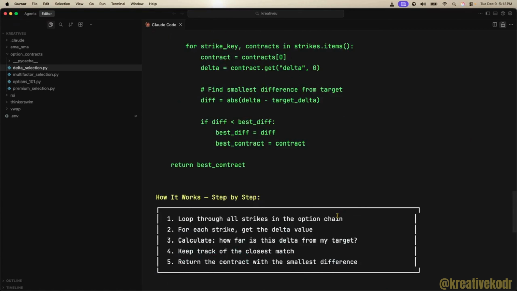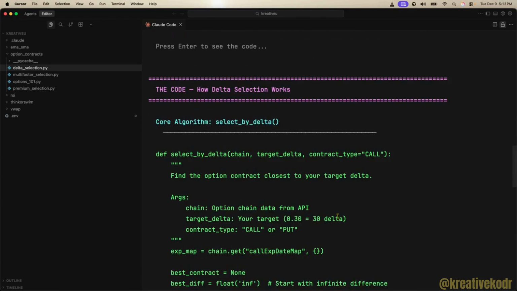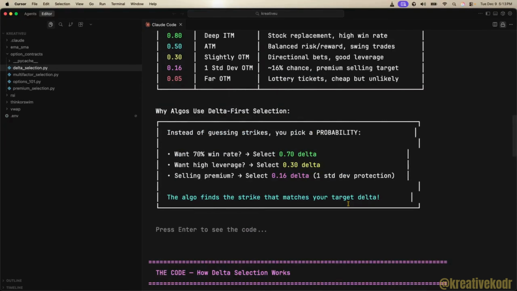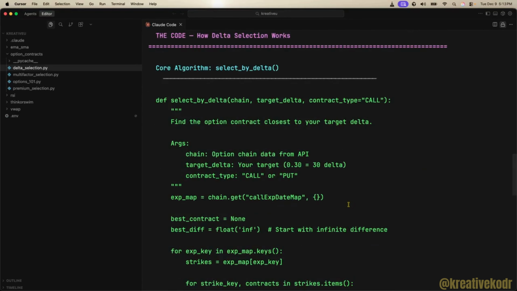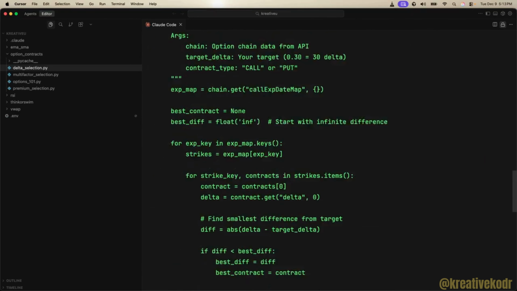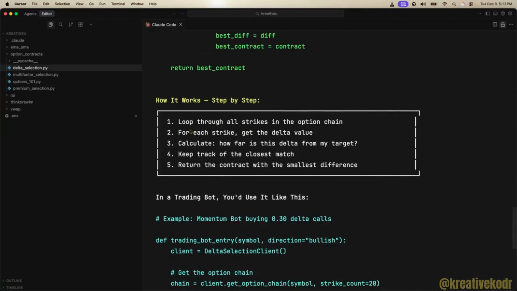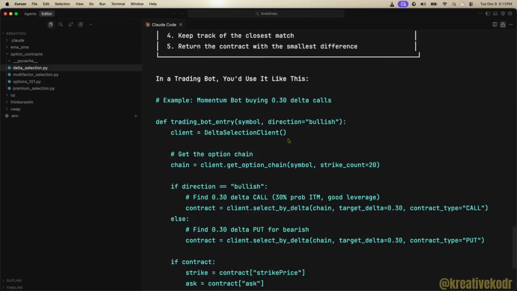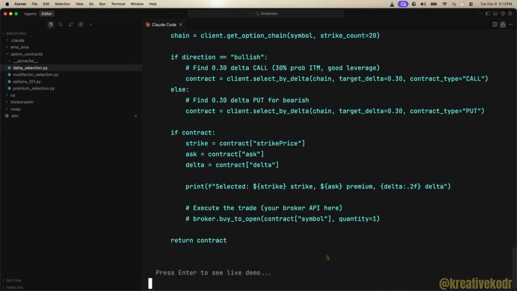So here's an example of what the code looks like for a few of our algorithms, when it comes to picking an option contract based off delta. So here's an example of how it looks. How it works: we loop through all strike prices in the option chain. For each strike price, we get the delta value. We calculate how far the delta is from the target delta, and we keep track of the closest match. And then we return the contract with the smallest difference. And in the trading bot, this is how it would look, an example.